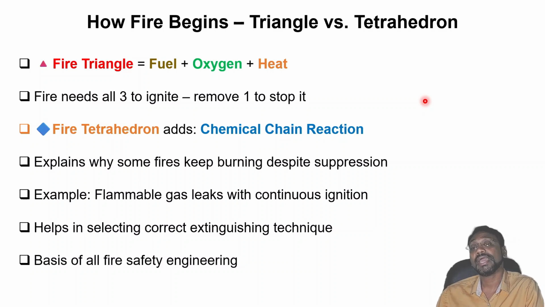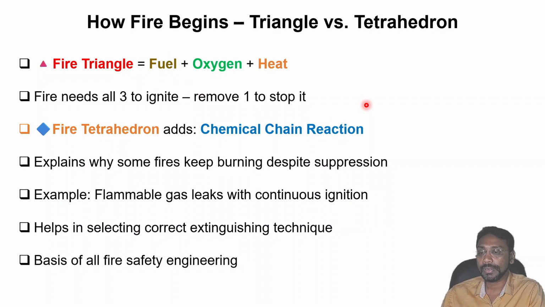or it is an exothermic reaction. Fire needs all three to ignite. So if you remove one, it will stop. So for fire extinguishing using this technique, we use smothering, that is oxygen is removed; cooling, that is heat is removed; and starvation, fuel is removed. So it is a chemical reaction.